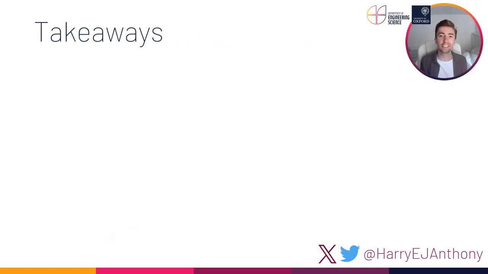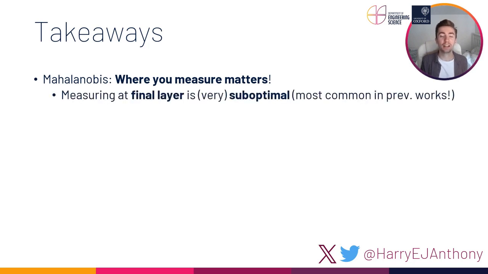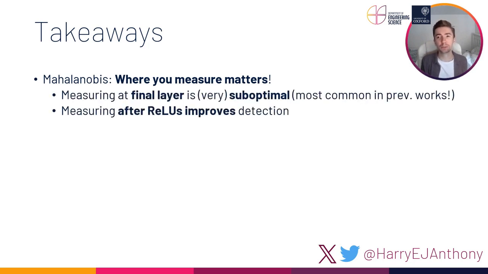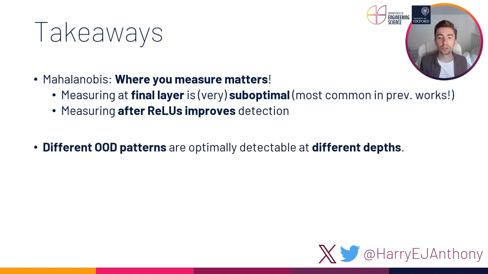So finally, to summarize the key takeaways from this talk, where you apply Mahalanobis distance matters. Measuring at the final layer of the network is very suboptimal, despite being the most common practice in previous works. Moreover, measuring Mahalanobis score after a ReLU operation generally improves the detection. We also saw that different out-of-distribution patterns are optimally detectable at different depths of the network. There is no ideal layer or combination of layers that can optimally detect all patterns.